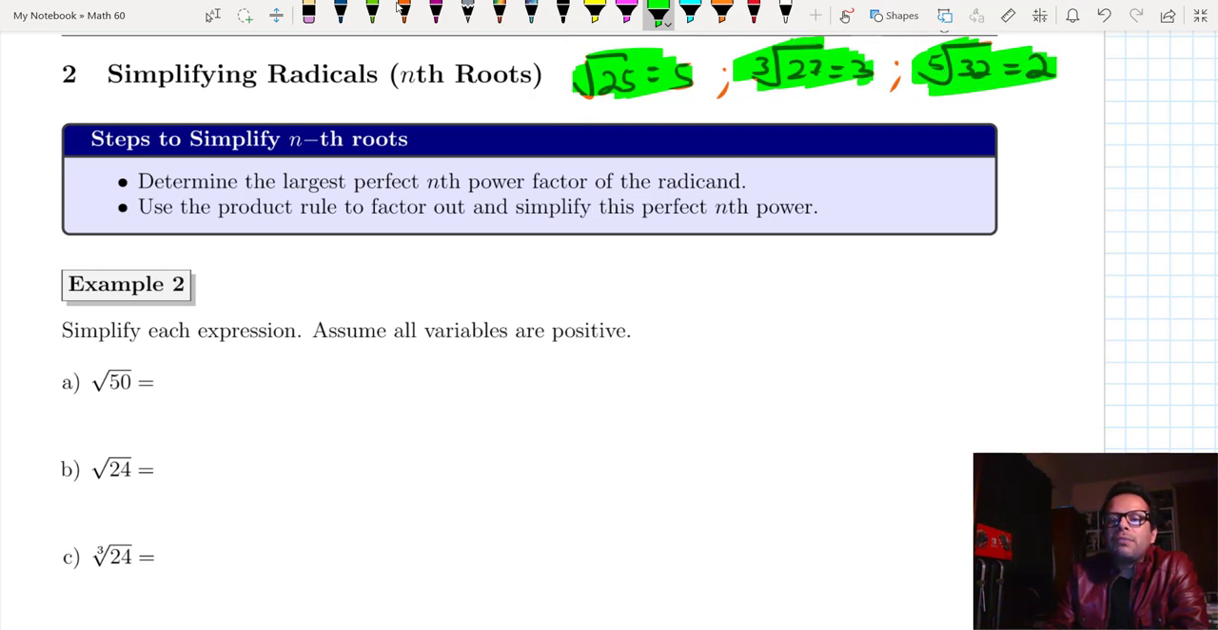Now, can we have expressions with numbers that do not have perfect roots, perfect square root, perfect cube root, perfect fifth root? The answer to the question is yes. And we are going to look at some examples right here. Observe the first one, letter A. The square root of 50. Can you think of a number whose square equals 50?